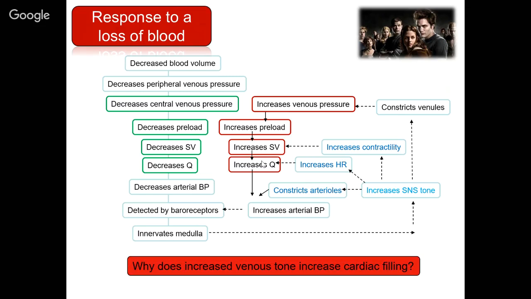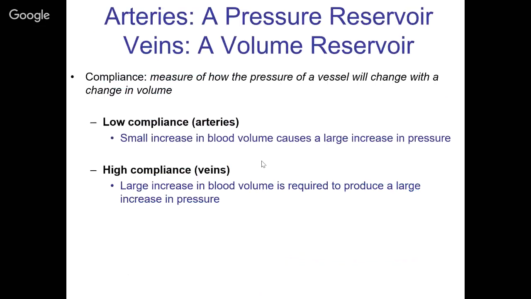So it leads to the question, why is it that when we increase venous tone, we have this big effect on cardiac filling? I mean, it probably makes sense on some level, but why is that such an effective thing in the human body? It really comes down to this. We can consider the arteries and the veins to be both reservoirs, but reservoirs of different things. So we would consider the arteries to be a pressure reservoir, and we consider the veins to be a volume reservoir. I'll explain what I mean by that.